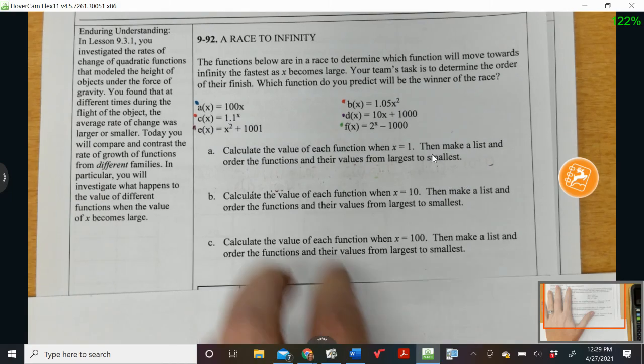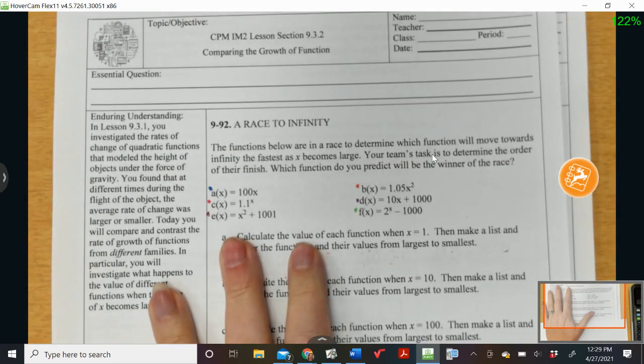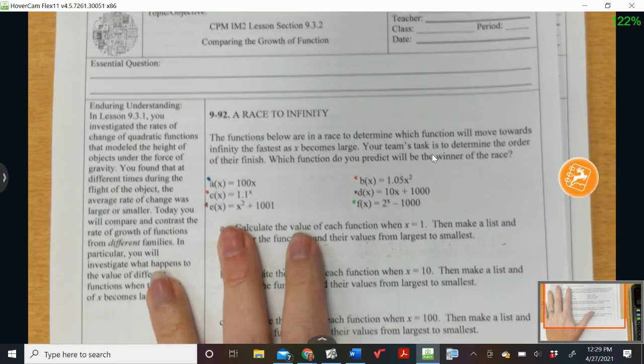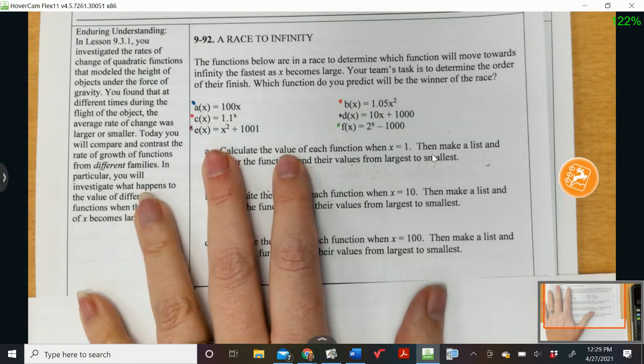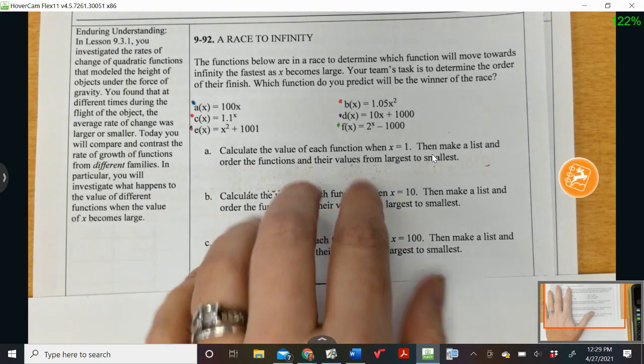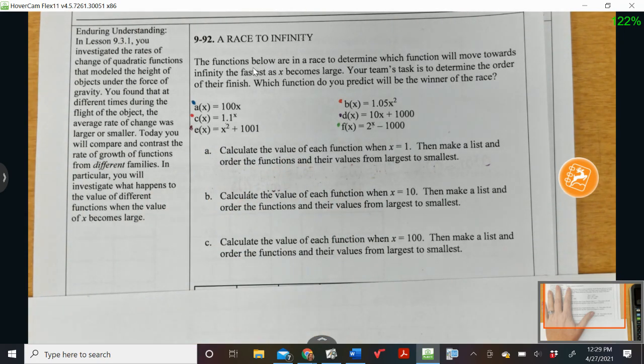All right, everybody, this is Math 2, Lesson 932, comparing the growth of a function. So we'll be doing this front page of the notes, and then we will jump to a Desmos activity for the rest of the lesson.